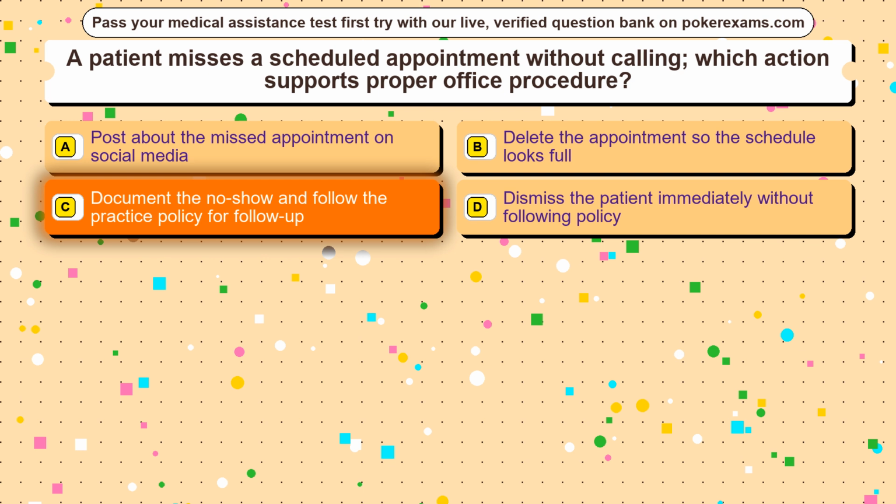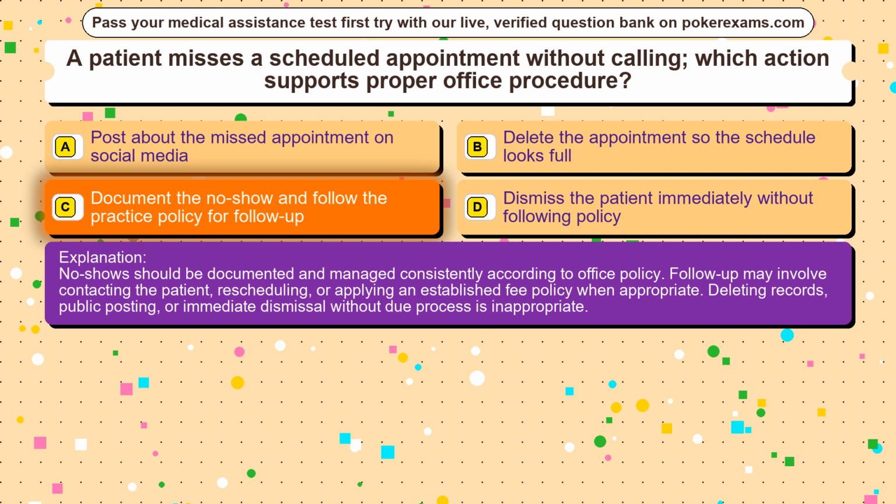Document the no-show and follow the practice policy for follow-up. No-shows should be documented and managed consistently according to office policy. Follow-up may involve contacting the patient, rescheduling, or applying an established fee policy when appropriate. Deleting records, public posting, or immediate dismissal without due process is inappropriate.